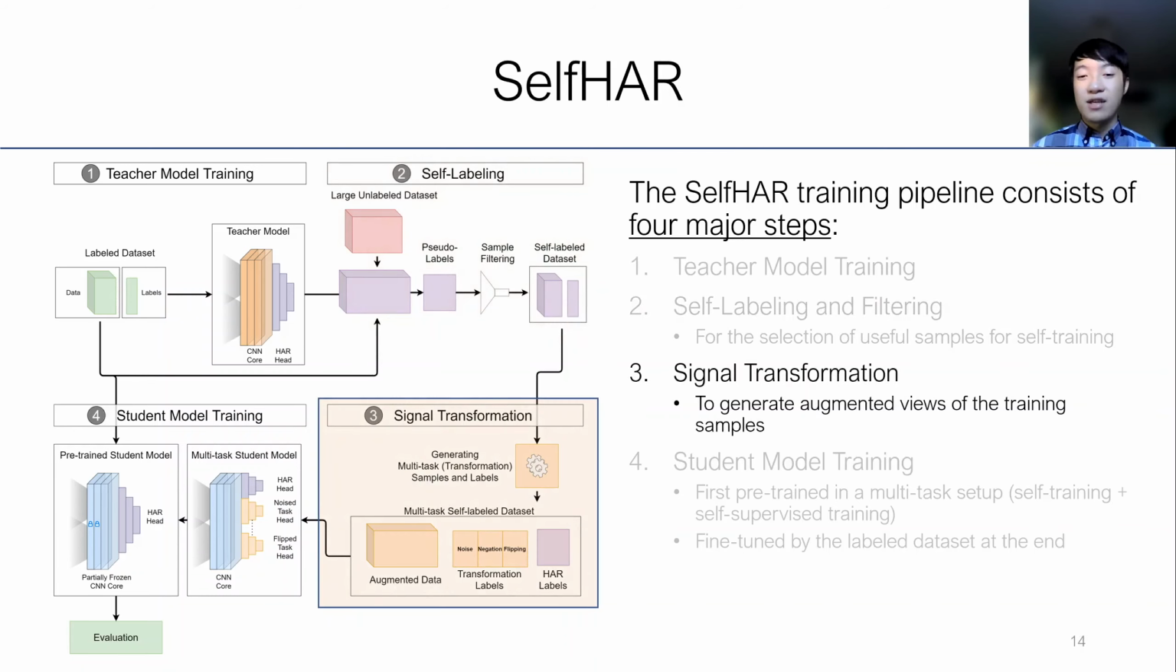At the third stage, we diverge from the self-training pipeline by applying signal transformation to obtain augmented views of the training samples to form a multitask self-labeled dataset, which consists of the augmented data, the transformation labels, and also the HAR labels.